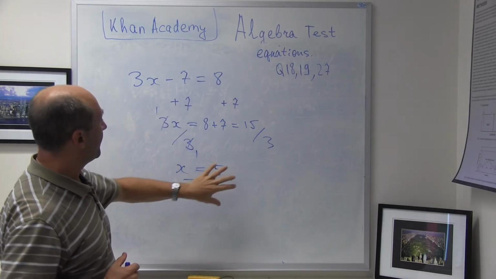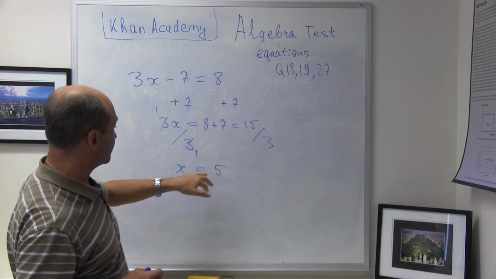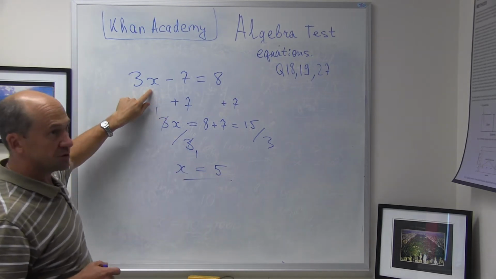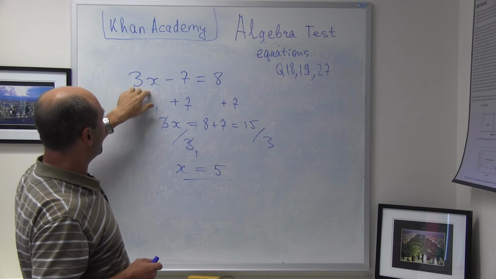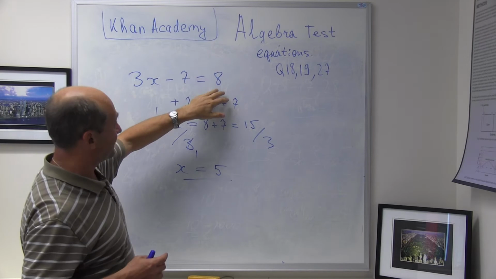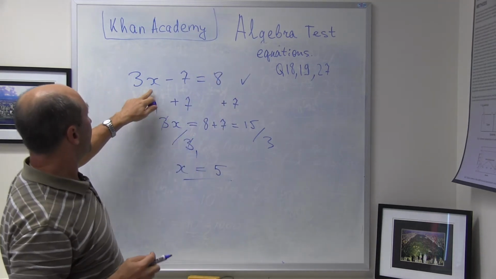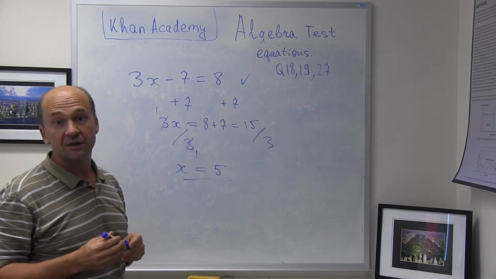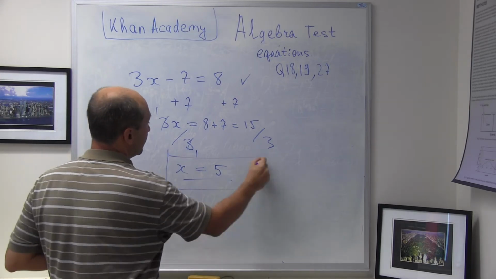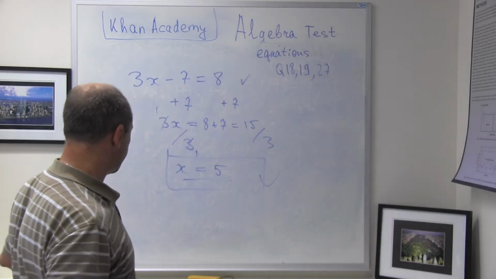It's number 5, but sometimes we might make a mistake, so it's a good idea to check this, especially as it's so quick to check. Go with this 5, substitute it into here, get 3 times 5, 15, minus 7. Even without a calculator you can see that this is indeed 8. So 3 times 5 is 15, 15 minus 7 is 8. Therefore this is a correct solution. We record it in a box and get a big fat tick for this question in the algebra quiz.